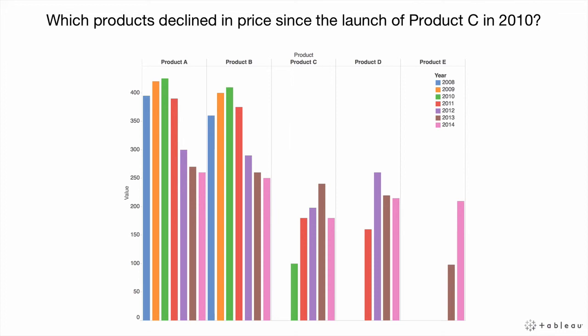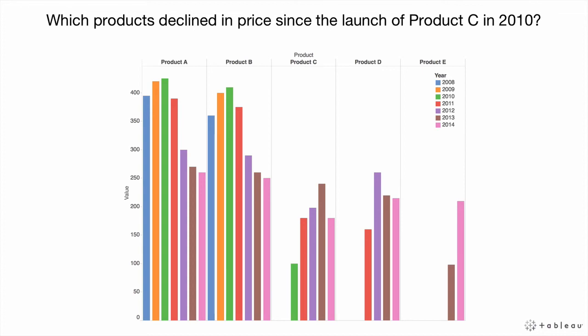We then worked out, they told us that the question really that they wanted to answer from this visualization was which products declined in price since the launch of product C in 2010. So you can see product C is the one in the middle there, and the green bar is 2010, and that's when they launched it, and you can kind of see that it's going up for the following years. So taking a look at this, we can work out product A tends to be going down, product B tends to be going down. Again, a lot of effort in trying to work out what is quite a simple question, right?